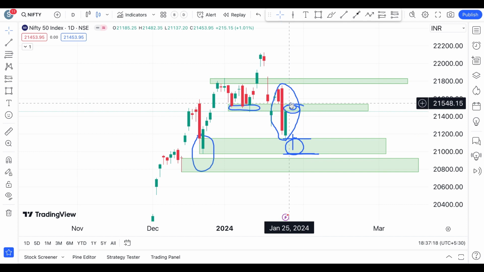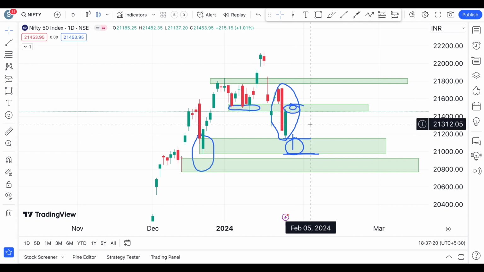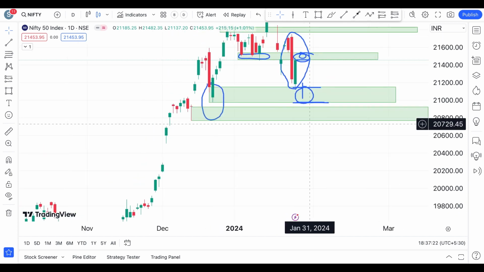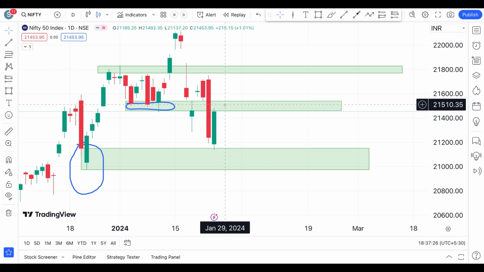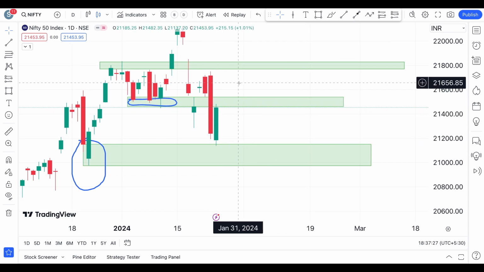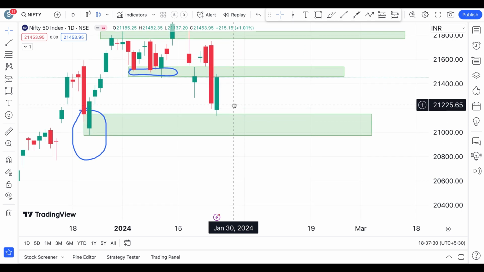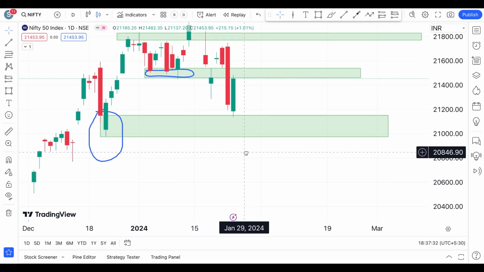But as of now, as we can see here on the Nifty's chart, Nifty is stuck in between a support and a resistance area. So either we have to see a breakout from here towards the upper side, or we have to see a breakout towards the downside here.